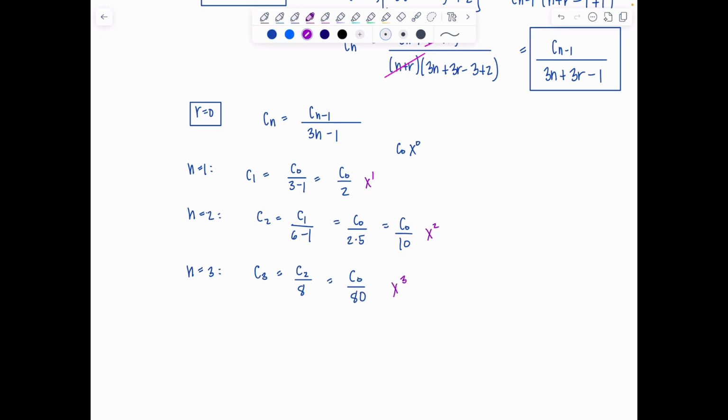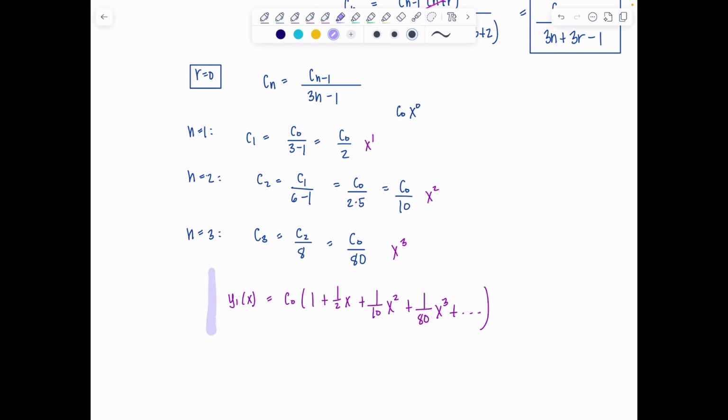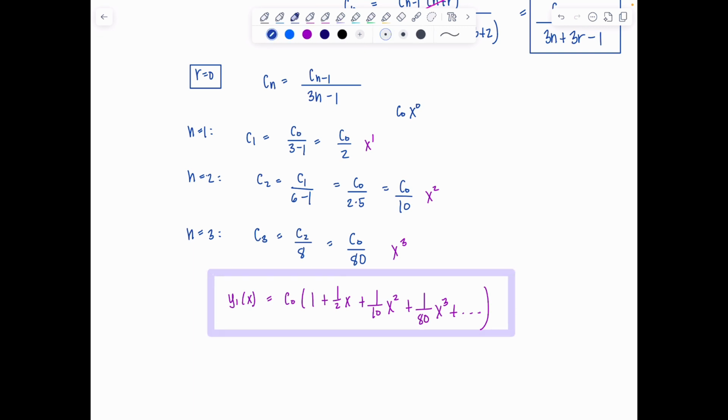So here's my first solution. y1 of x is C naught times 1 plus 1 half x. No, just x. I got too excited. Plus now 1/10 x squared plus 1/80th x cubed. And you have to say plus dot dot dot. There's infinitely many more terms. Okay, that's not bad. Now use the second initial root, r equals 1/3.